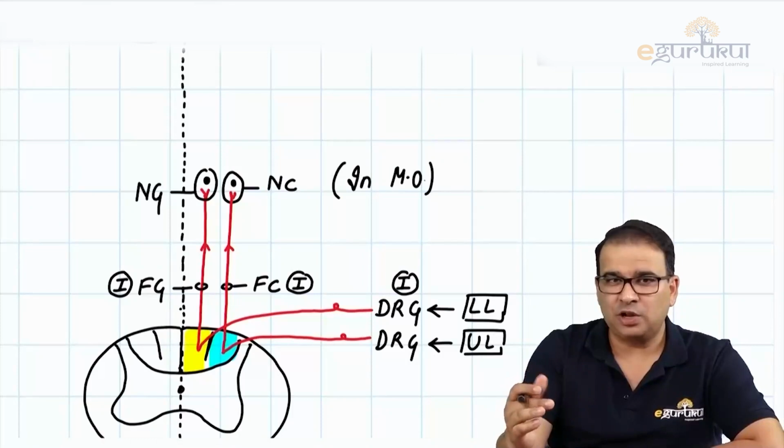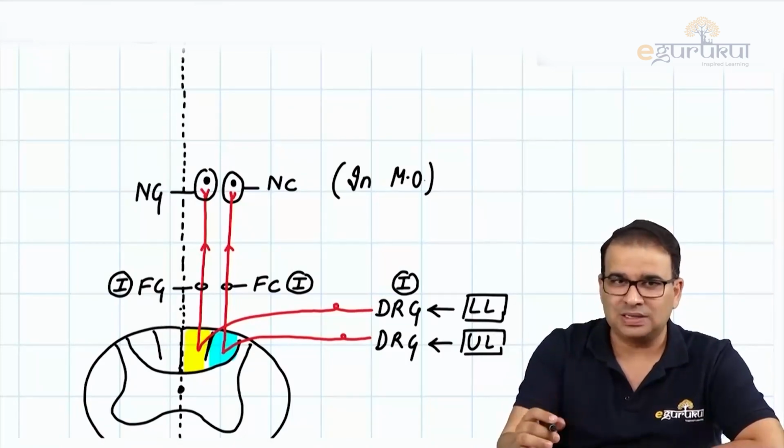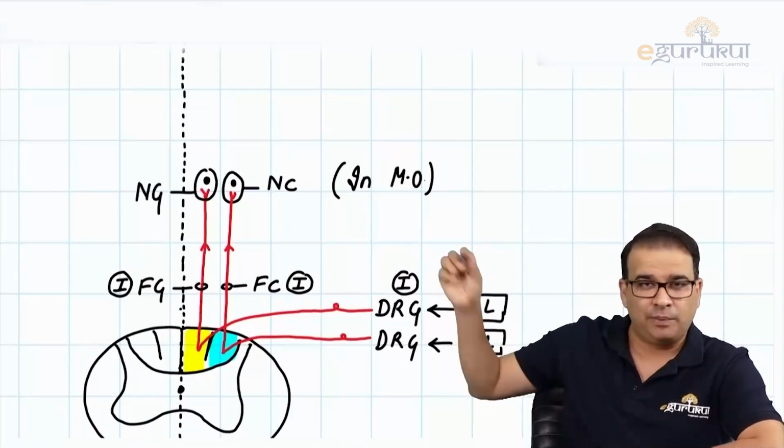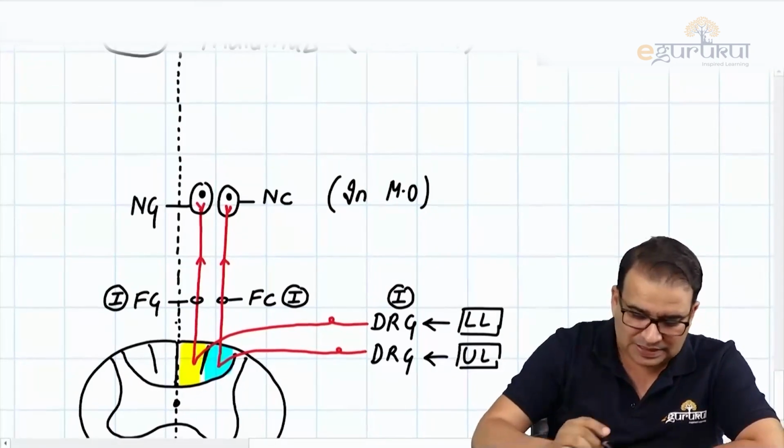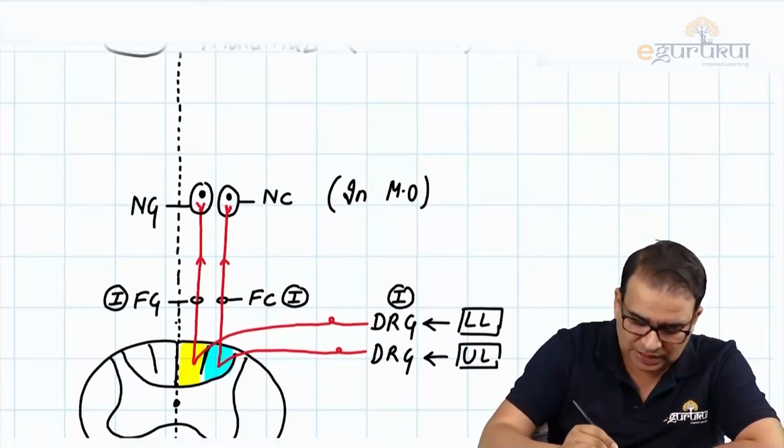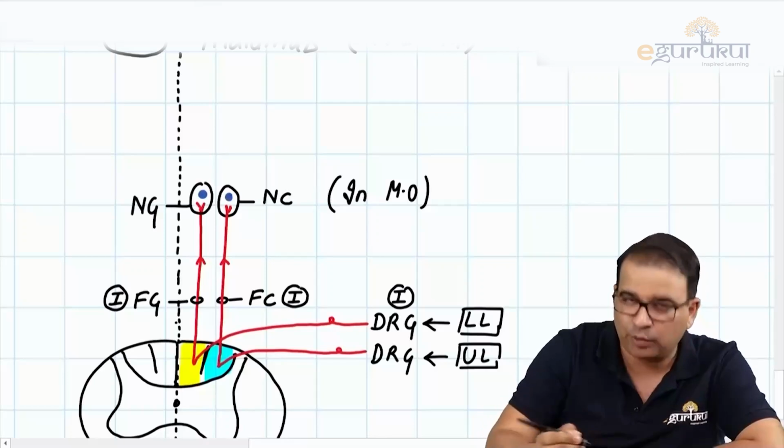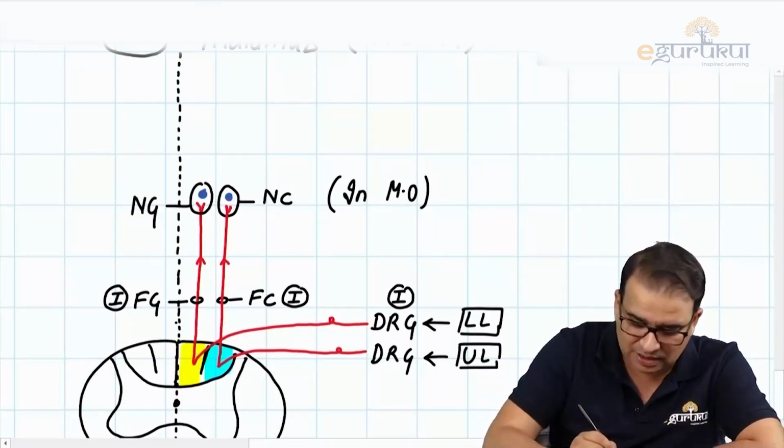So once the first order neuron relays in the nucleus gracilis and cuneatus, which is in the medulla oblongata, from there the second order neuron will begin. Now look at this. The second order neuron will begin, and we know the property: second order neurons can decussate. There we have it. They immediately decussate to the other side.